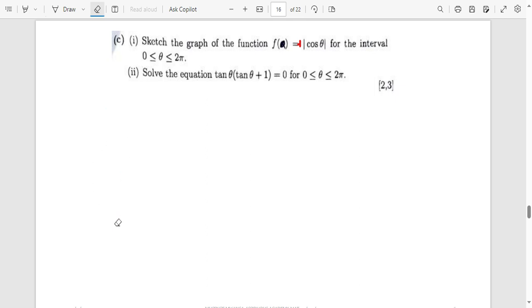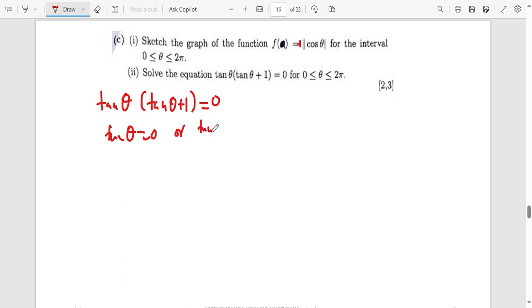And then we want to solve the equation tan theta, open brackets, tan theta plus 1 is equal to 0. When something is equal to 0, that is very easy. Simply say tan theta is equal to 0 or tan theta plus 1 is equal to 0. If this wasn't 0, if it was any number, you should have expanded, taken that number to the other side, and then started factorizing again.